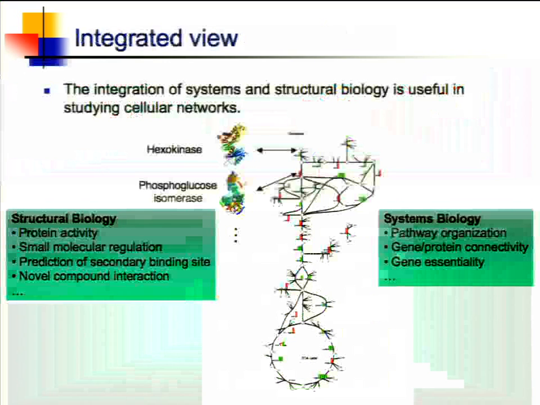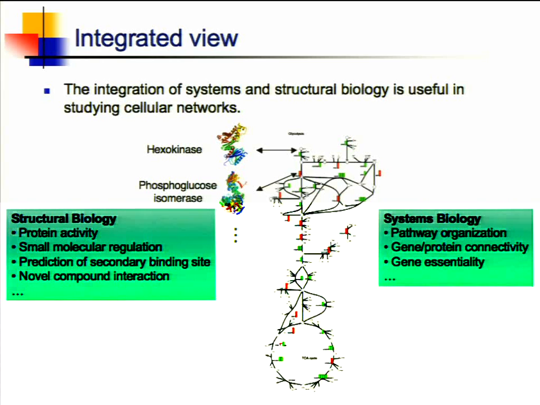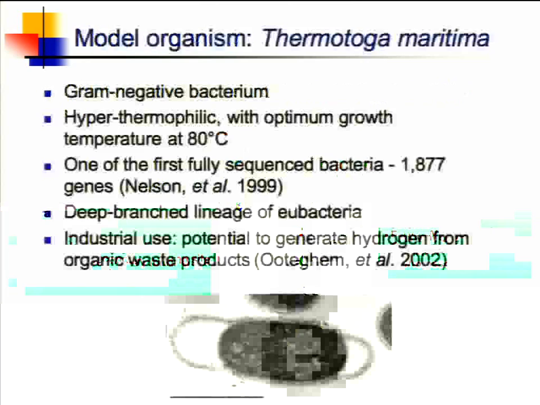In our research, we propose an integrated view of systems and structural biology. Our idea is that structural biology would provide additional information about the protein functionality and how they are regulated by small molecules, whereas systems biology will provide a bench where we could organize all different types of structures, so that we could start to look in a larger scale on how the structures are distributed in the network and how they function together to sustain life.